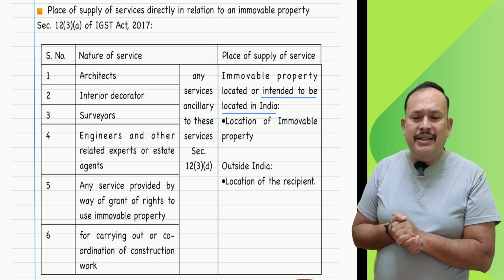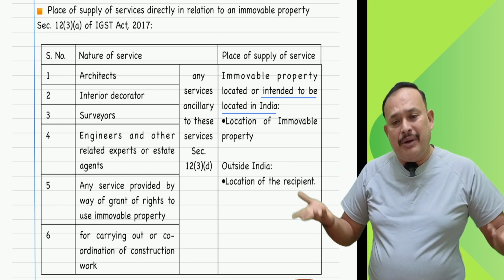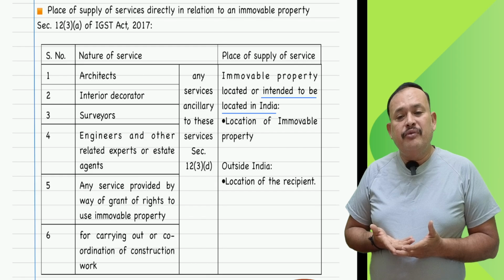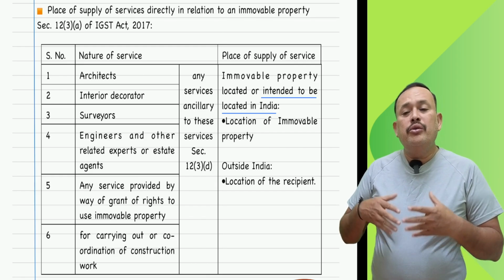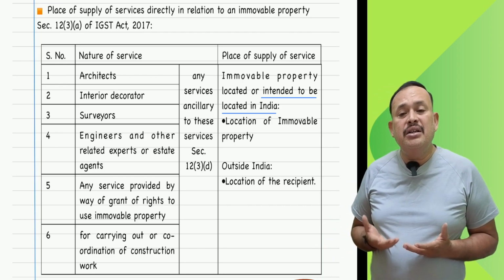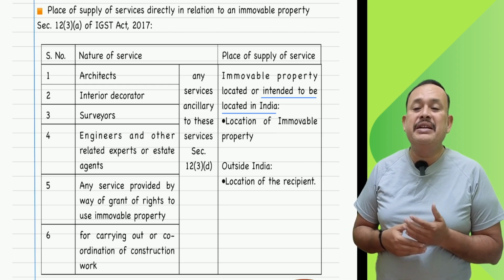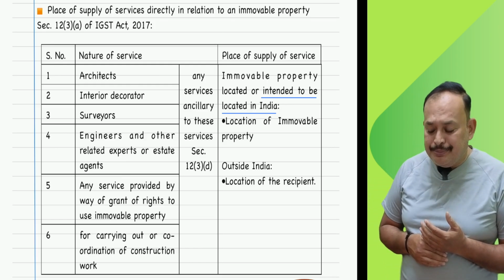What do you mean by located? Existed. Intended to be located, which is an upcoming property, which is intended to be located. So, where the property is located in India is the place of supply. If not, where the property is intended to be located is the place of supply, if it is in India. I will tell you one example.